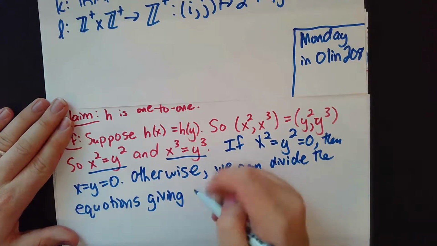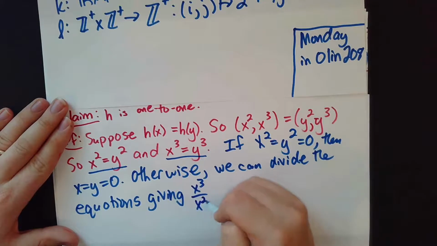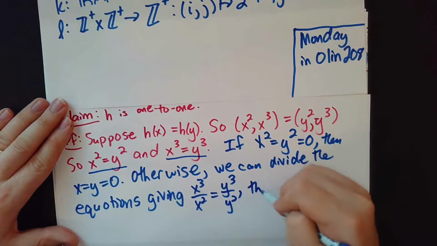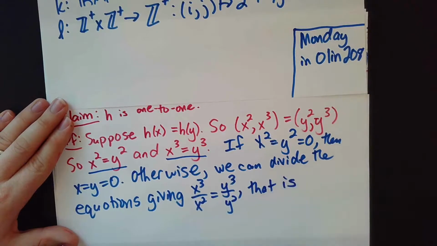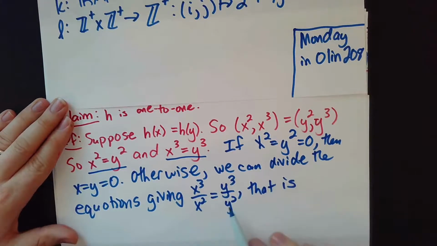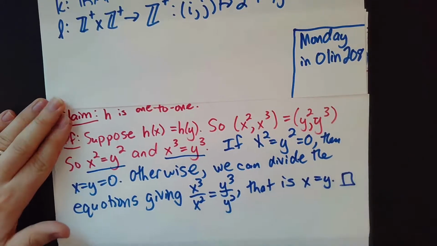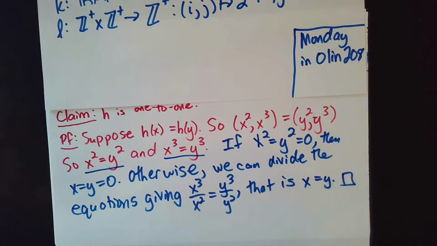And what that will end up giving us is x cubed divided by x squared equals y cubed divided by y squared. And that's the same thing as saying that x equals y. And then so we're done. Okay, questions about that?